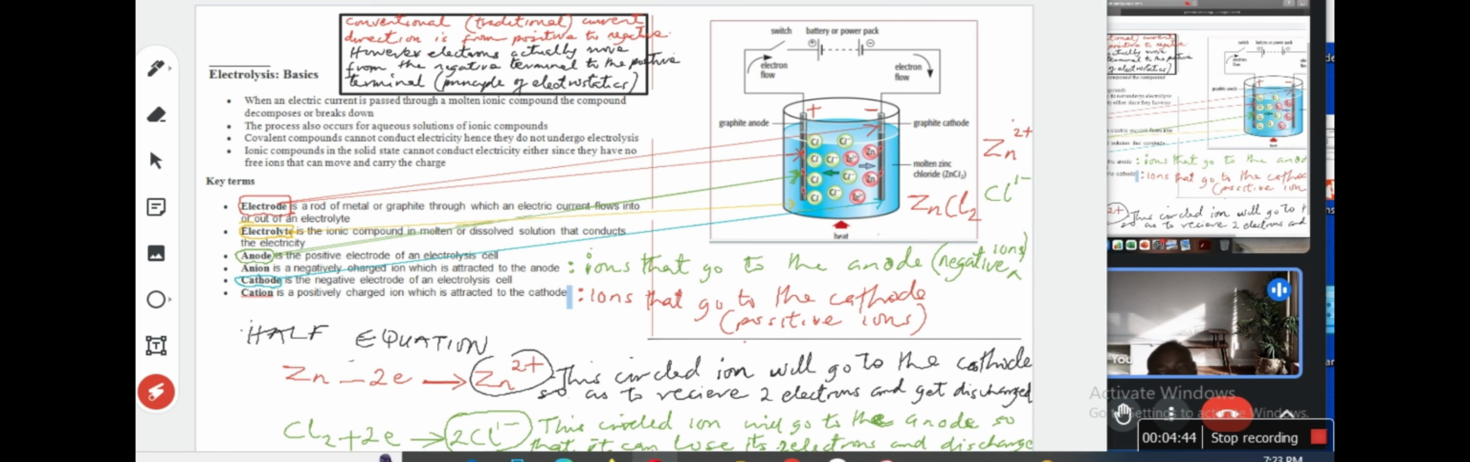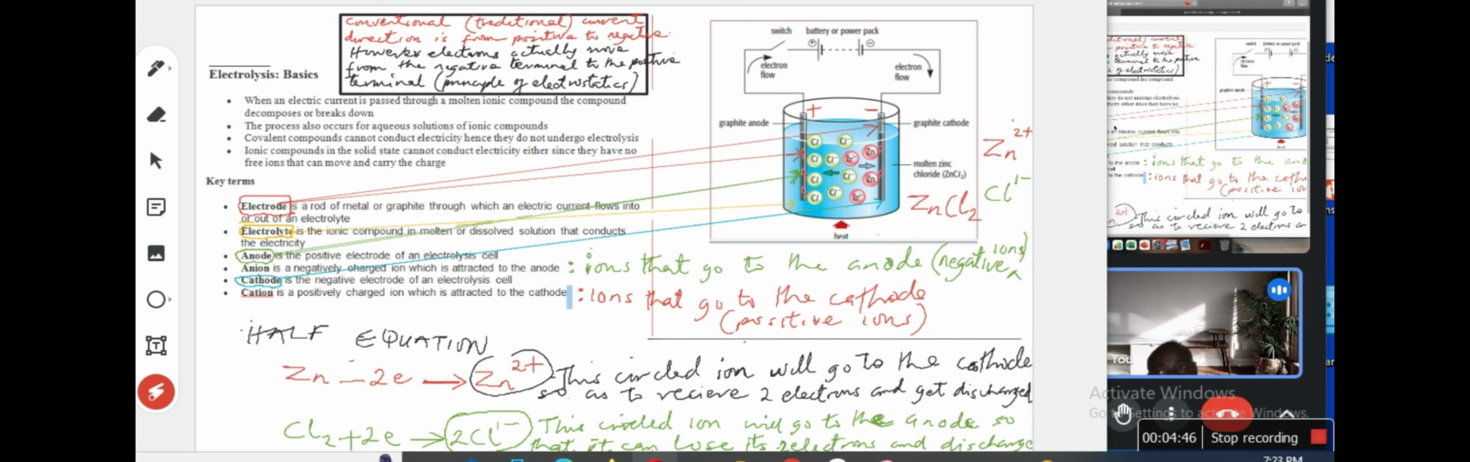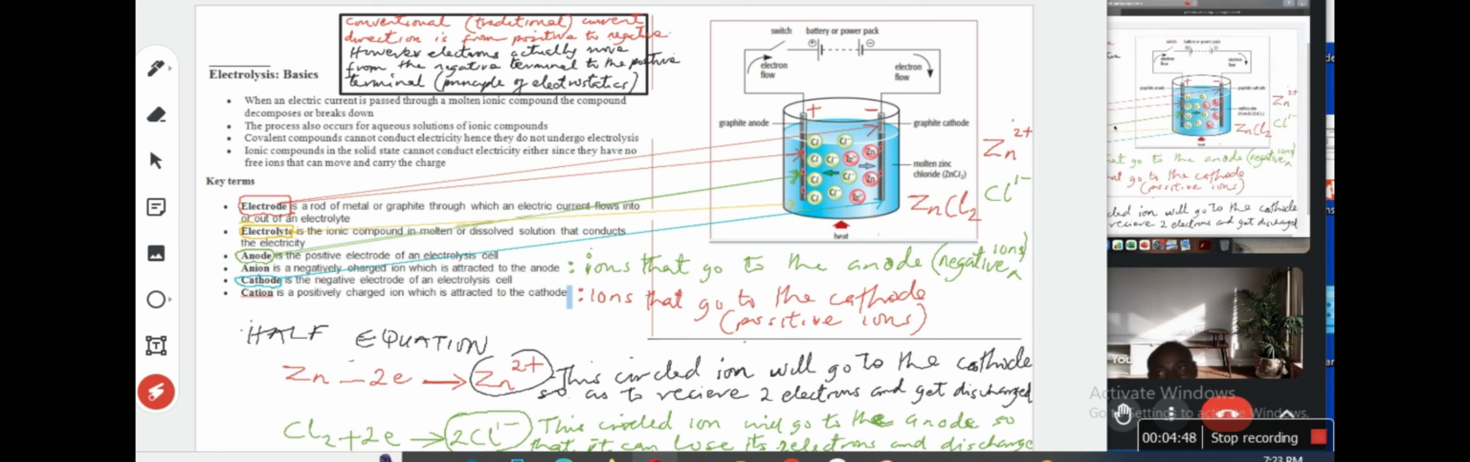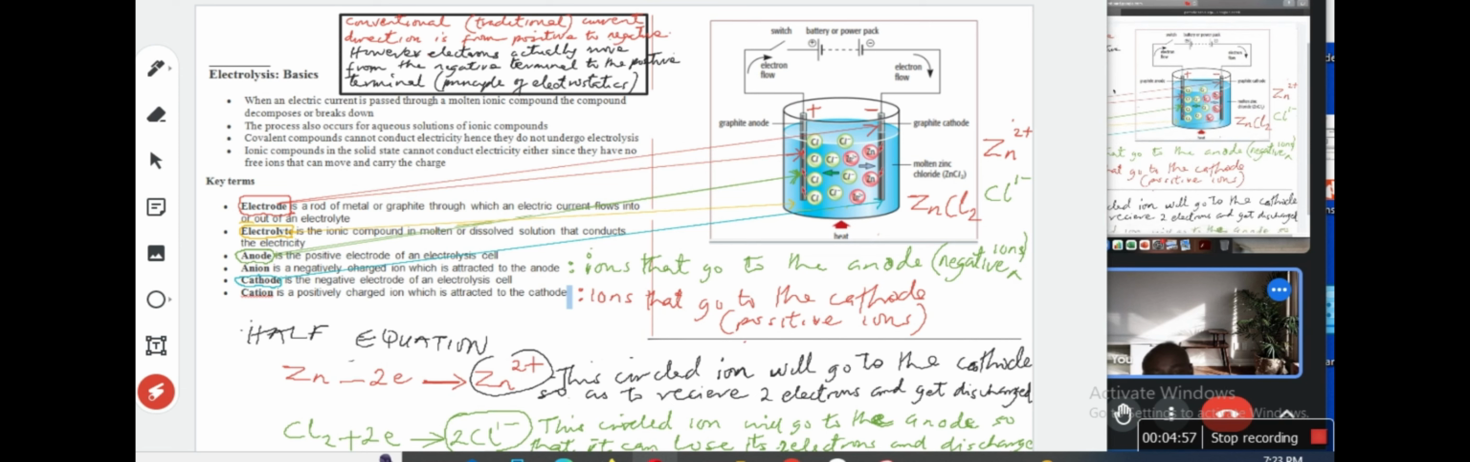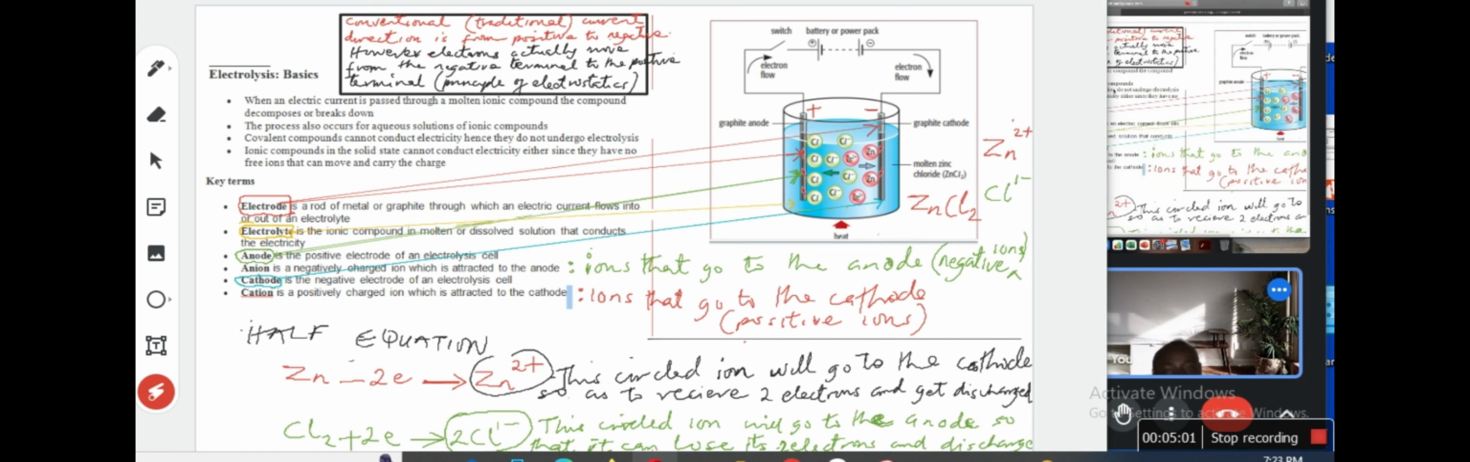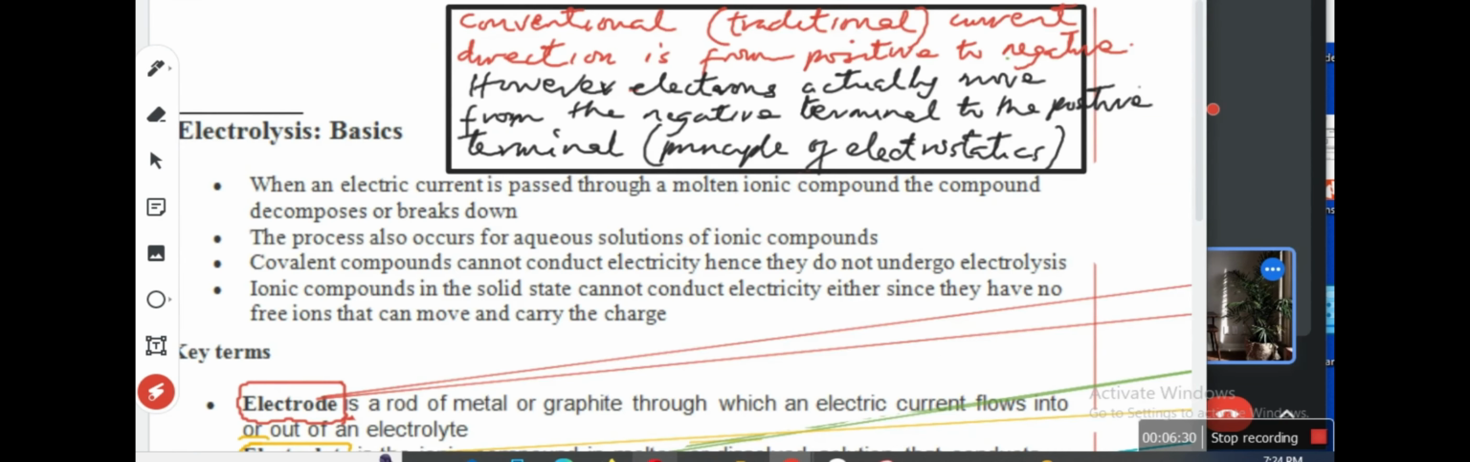But then, don't forget that ionic compounds can conduct electricity when they're molten. It must be in molten or in solution. So when they conduct electricity like that, that's when we talk about electrolysis. Repeat what I said.